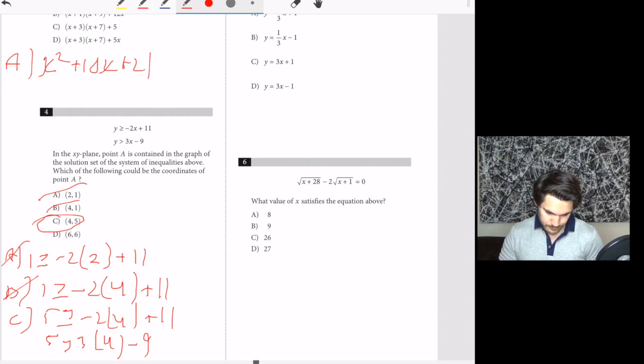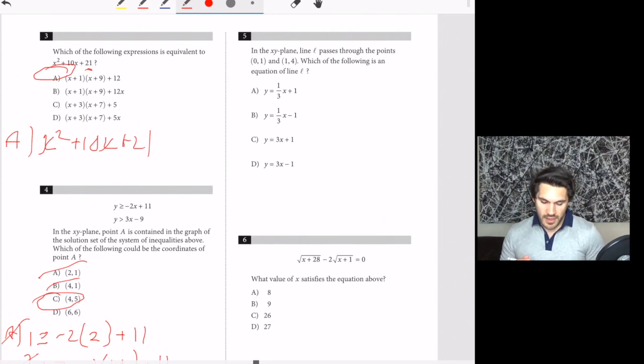Cool. Let's go to number 5. Next, in the xy plane, line L passes through points (0, 1) and (1, 4). Which of the following is an equation of line L? Well, let's see. A few ways we can do this. One way is point-slope form, which is y minus y1 equals m times x minus x1.